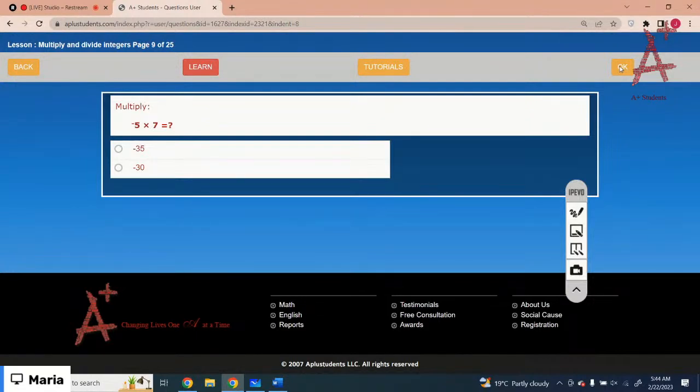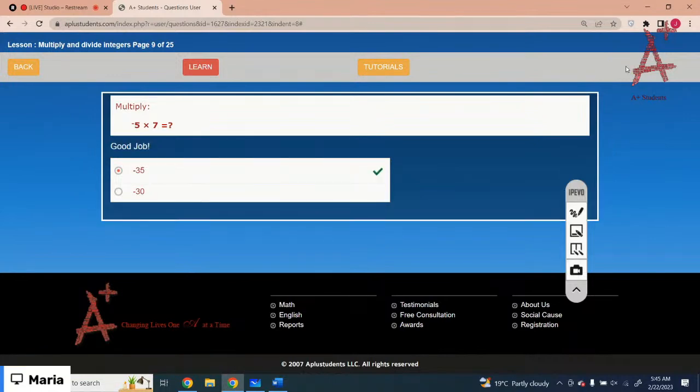Okay, negative 5 times 7 is... it would be negative 35. Got it? One of the numbers is negative, so the answer must be negative. Got it?